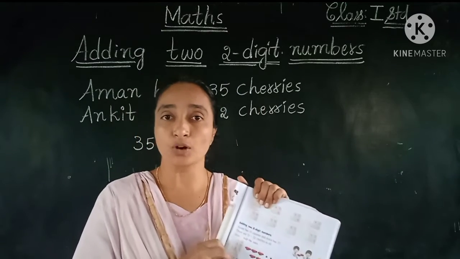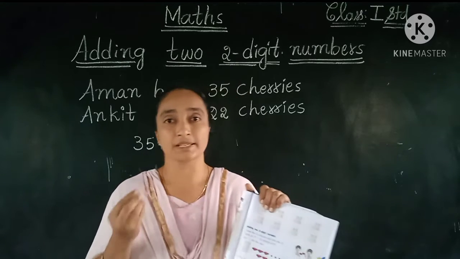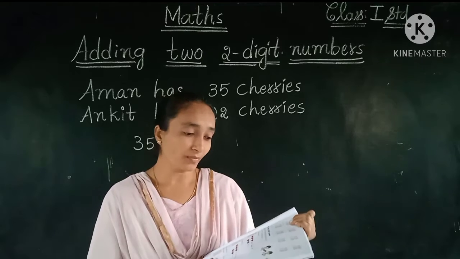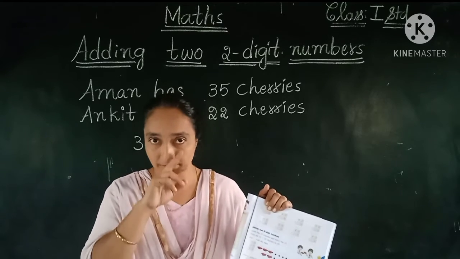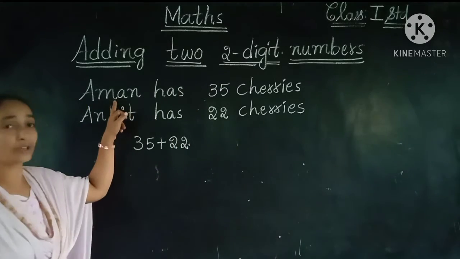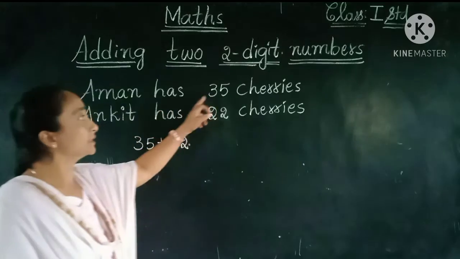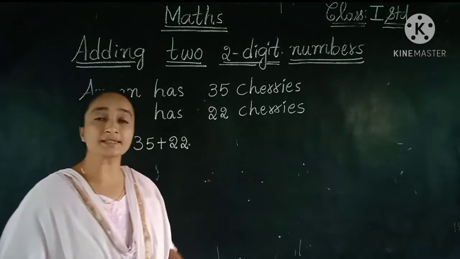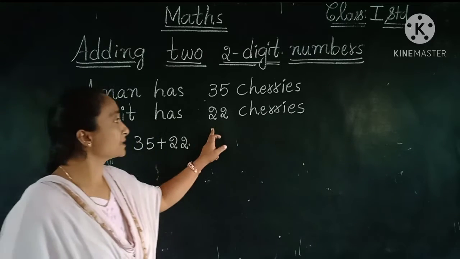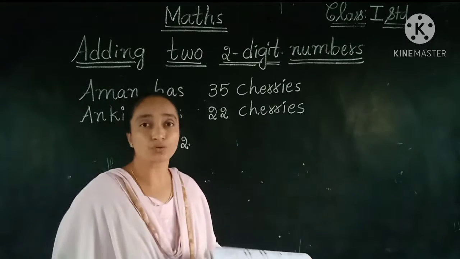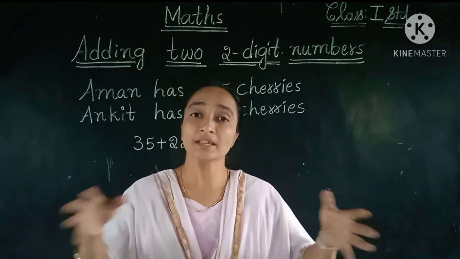So this is an example about cherries. You know the cherries, a red color fruit, very sweet and yummy. So the two boys are eating the cherries. The first boy is Aman and the second boy is Ankit. Aman has 35 cherries, and Ankit, the second boy, has 22 cherries. Now the question is, how many cherries are there in all?